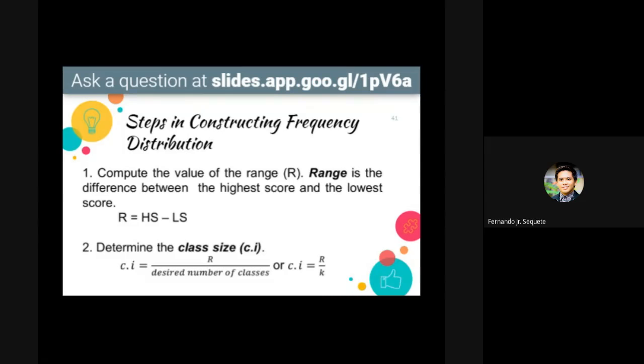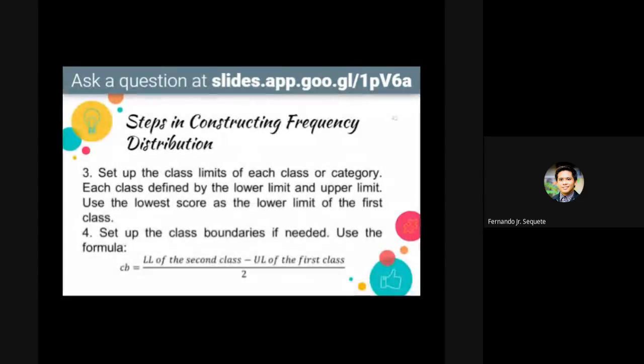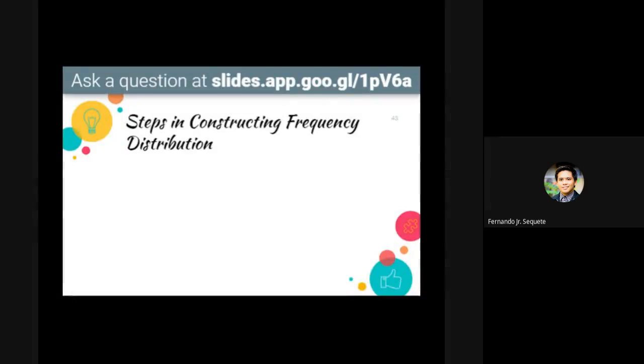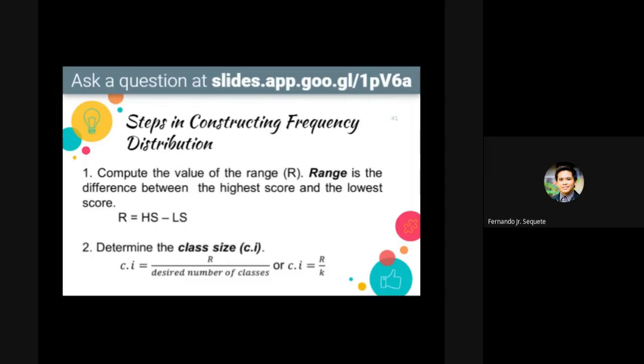Anyway, class size or C.I. is equal to R, yung value ng range, divided by desired number of classes. So R divided by K. Ang K natin children, makukuha natin yan. Saan yung K? Ibibigay ko sa inyo because wala siya dito. Supposedly itong K kasi, meron siyang computation yung K. So I will include it also.